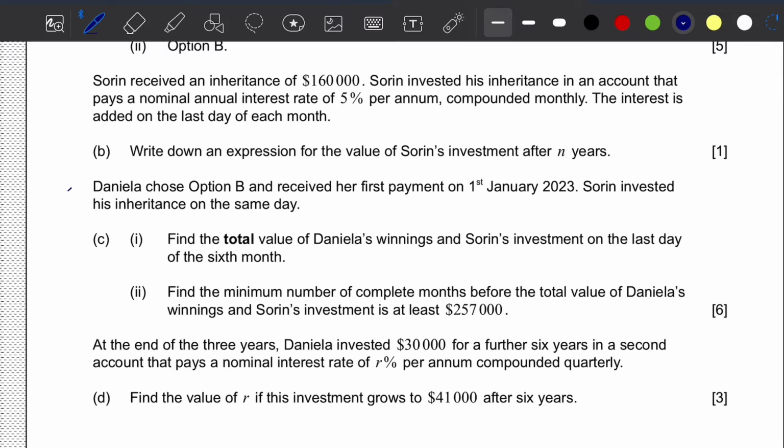Then we have another piece of information here. Daniela now chooses option B and received her first payment on 1st of January 2023, and Soren invested his inheritance on the same day. So for question CI, we need to find the total value of Daniela's winnings and Soren's investment on the last day of the 6 months. And for CII, we need to find the minimum number of complete months before the total value of Daniela's winnings and Soren's investment is at least this much.